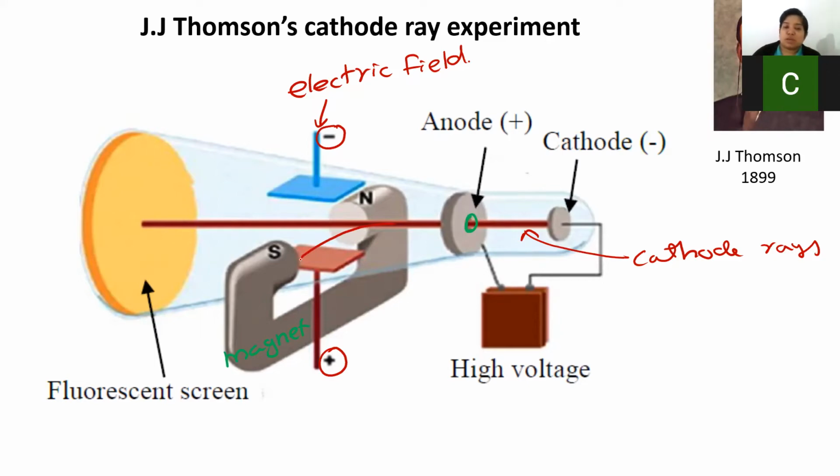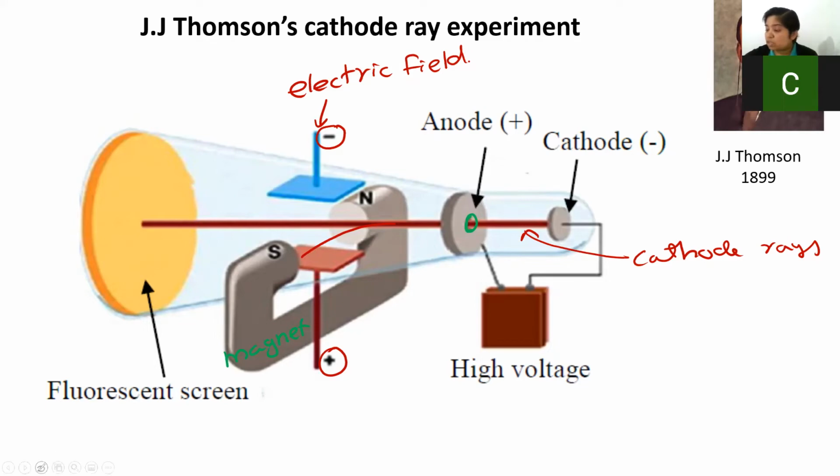So what does that mean from a general sense? Opposite charges attract. So if something is attracted towards the positively charged plate, that means that something should be negatively charged. So he deduced that this cathode ray must be negatively charged. And he didn't stop there.